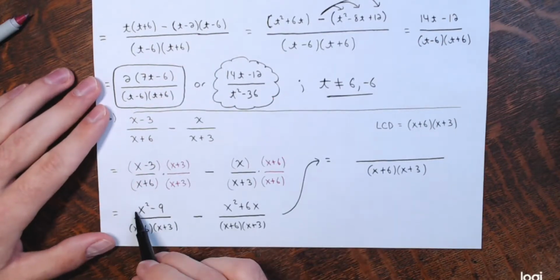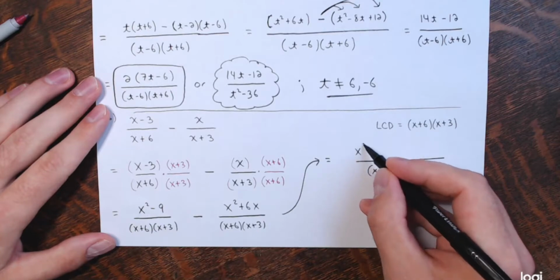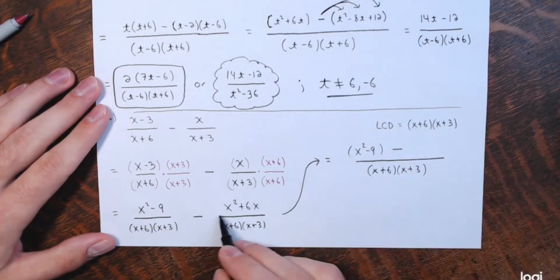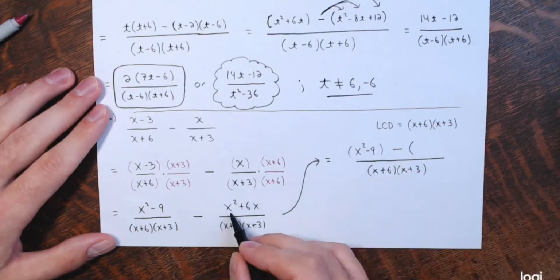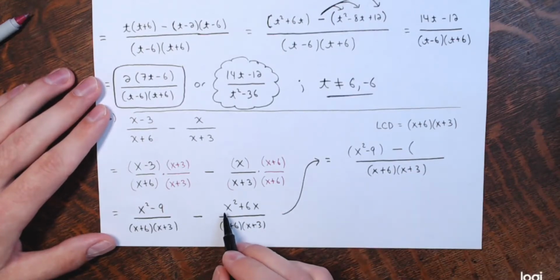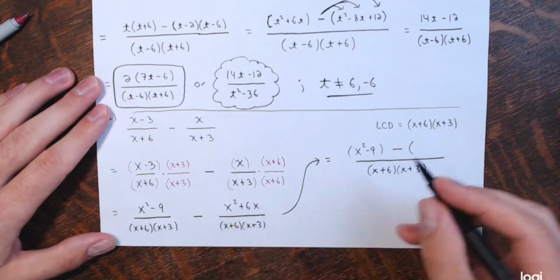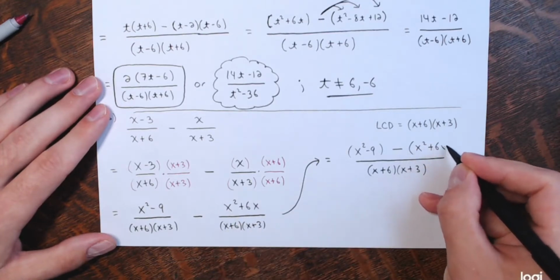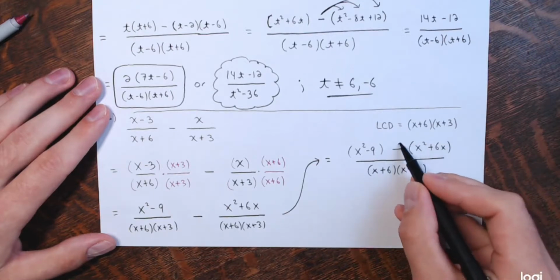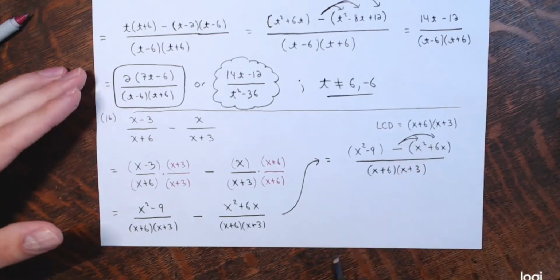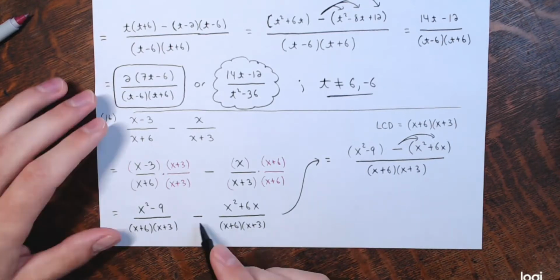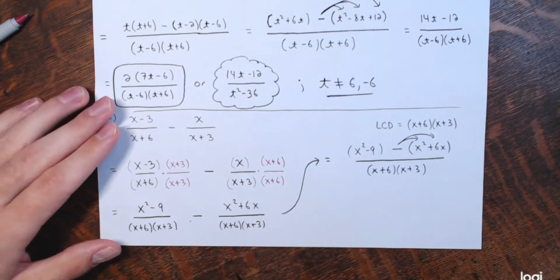You're doing the first numerator, x squared minus 9, minus the entire second numerator. You're not just subtracting the first term, but every term of the second numerator. So minus the quantity x squared plus 6x. So we'll be distributing the negative. People tend to forget this with subtraction. You're subtracting everything from the second numerator.